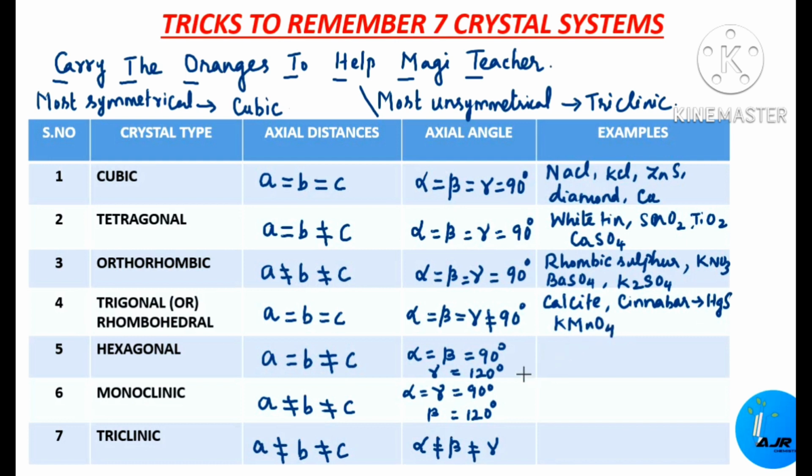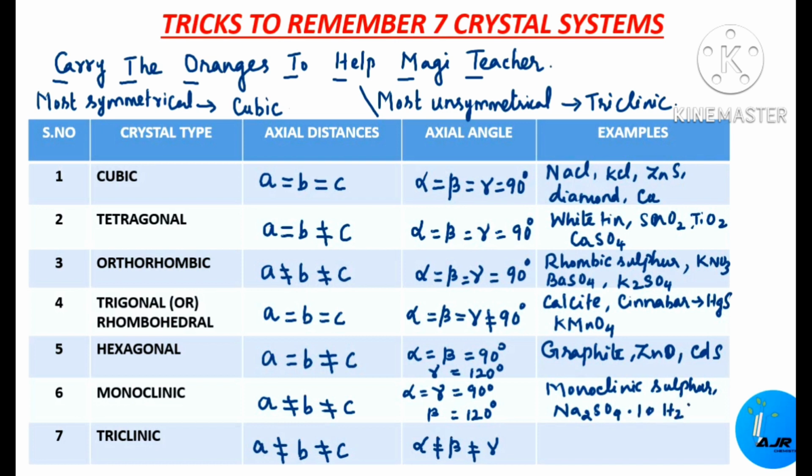And then the next one is hexagonal. Under hexagonal we have examples like graphite. Graphite is an example. Then zinc oxide, ZnO, and then cadmium sulfide. This comes under hexagonal. And for monoclinic, it is monoclinic sulfur. Monoclinic sulfur is an example for monoclinic structure. And then one more example, sodium sulfate, Na2SO4·10H2O. 10H2O is an example of this type.